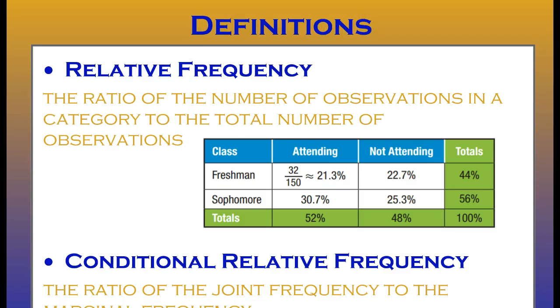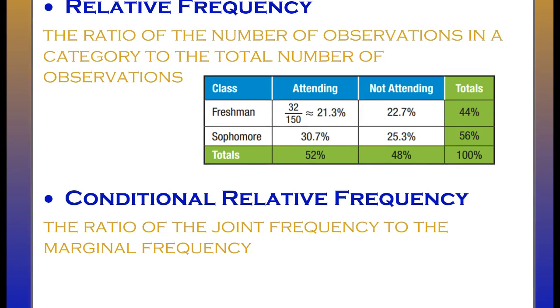Relative frequency is the ratio of the number of observations in a category to the total number of observations. So in this particular example, 32 freshmen are attending out of the total 150, for a relative frequency of 21.3%. Conditional relative frequency is the ratio of the joint frequency to the marginal frequency.